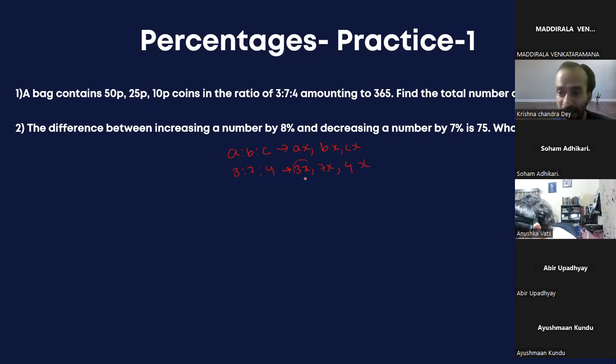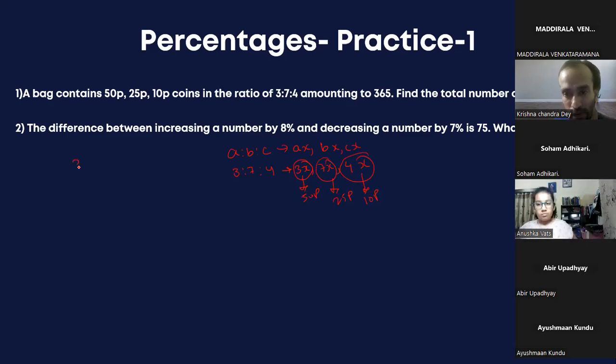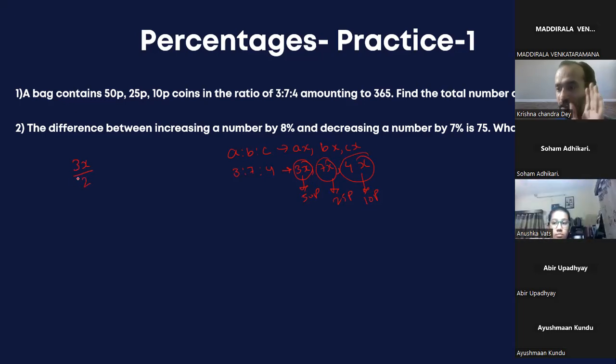Now these 3x are what? These are 50 paisa coins. These 7x are 25 paisa coins. These 4x are 10 paisa coins. Now, if I give you 10 50 paisa coins, what is its value at the end? 5 rupees, because each 50 paisa coin is half a rupee. So 3x coins will be 3x into half. This is the value in rupees.